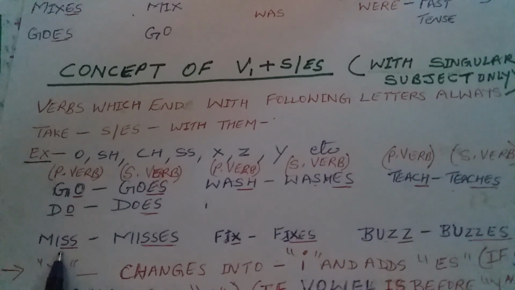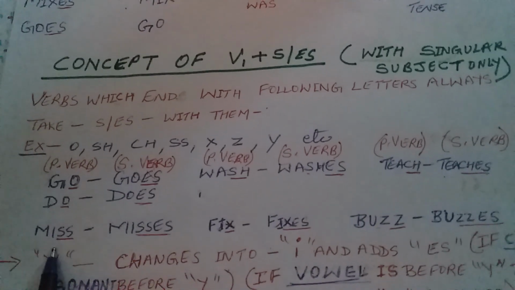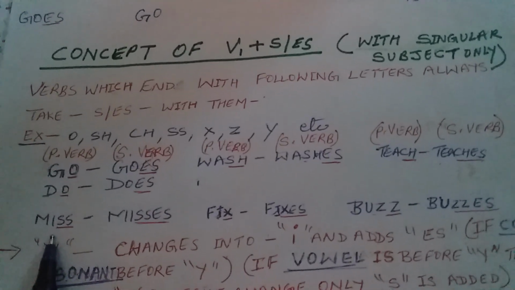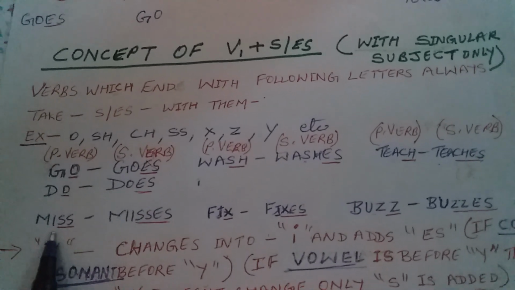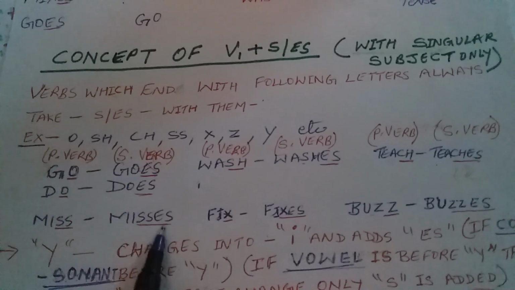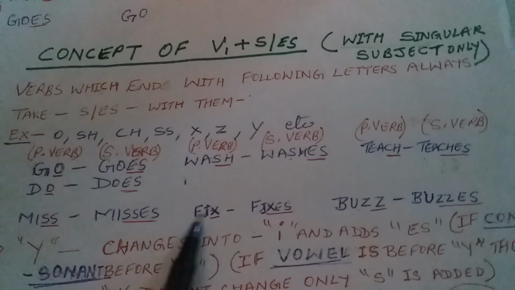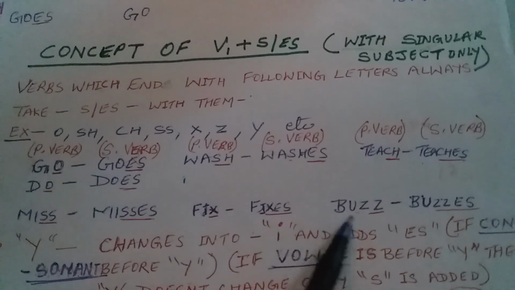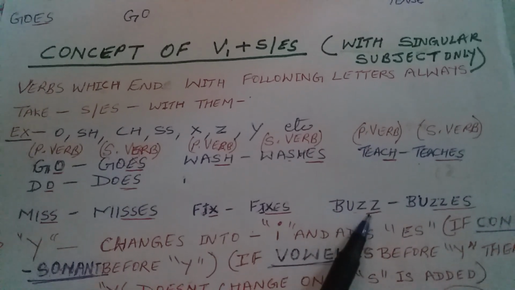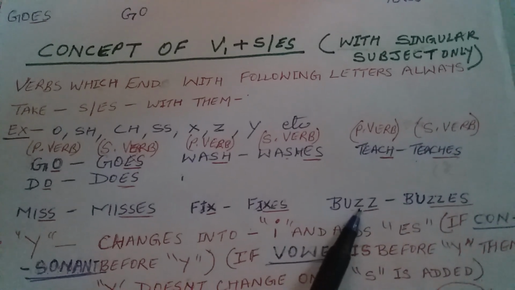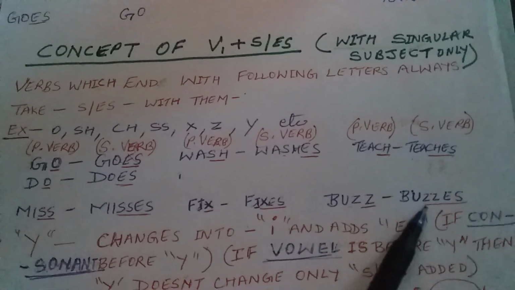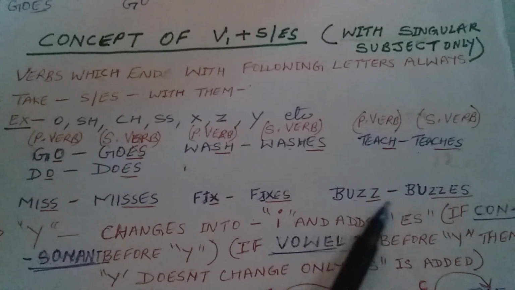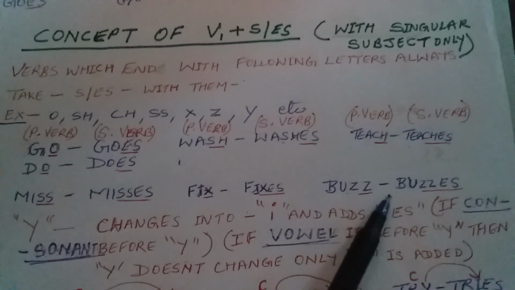Now next example with double s, miss. I hope you know what miss is. When you lose something, when you miss your class, when you miss your bus, when you remember something, it is called miss. If we use it with singular subject it becomes misses. Now fix, ending with x, it also adds es. Now z at the last, buzz, when we are using it with singular it becomes buzzes. For example, your doorbell buzzes, your mobile buzzes, the bees buzz.